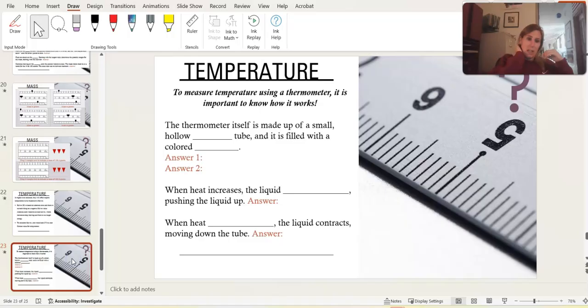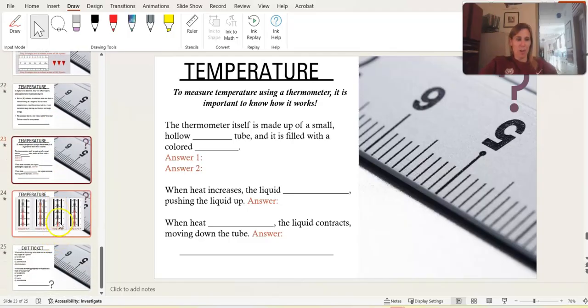And then for this one, the thermometer itself is made of a small hollow glass tube and is filled with a colored liquid. So 2 answers there. When heat increases, the liquid expands, pushing the liquid up. When heat decreases, the liquid contracts. Use those 2 to help you out. They're opposites, moving down the tube. So that explains how a thermometer works.